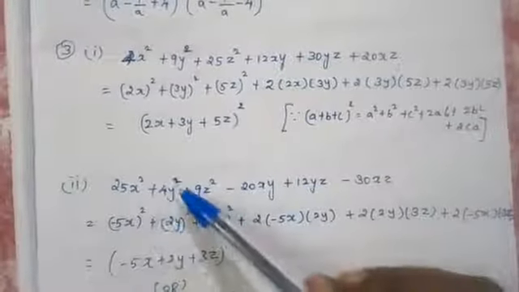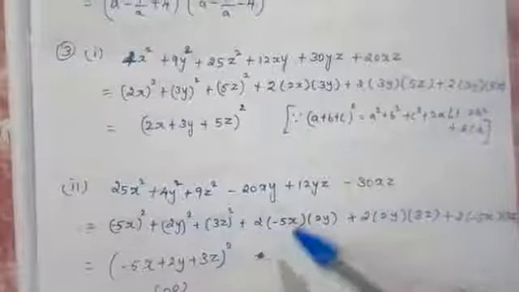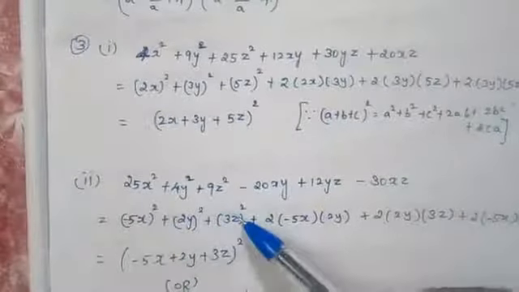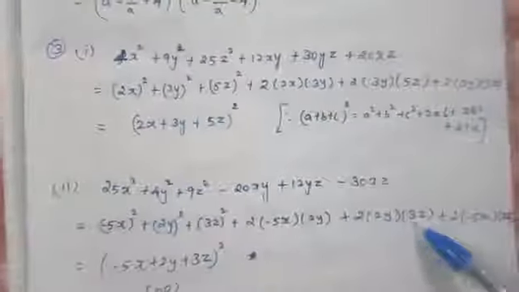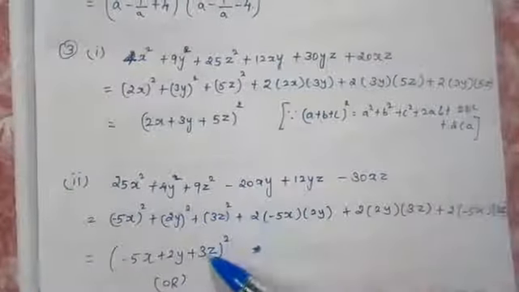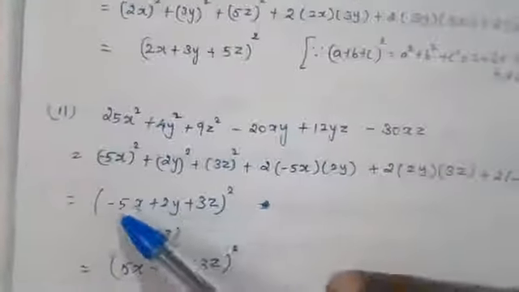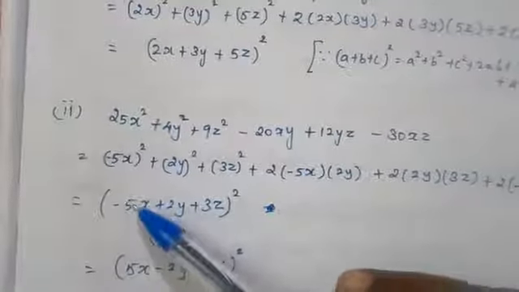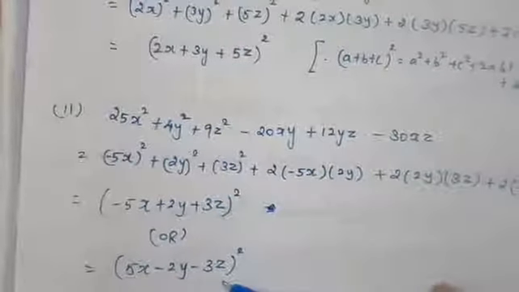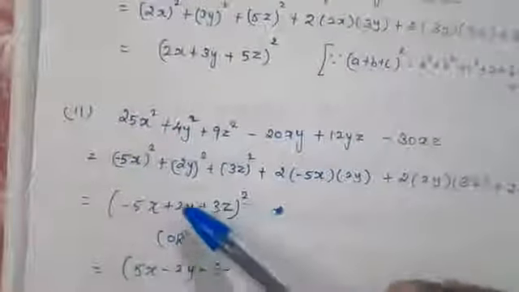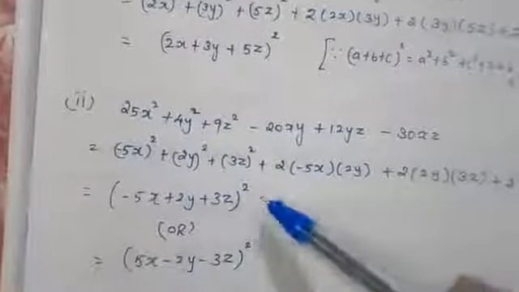So minus 5x whole square plus 2y whole square plus 3z whole square plus 2 into, it is x, y, z, otherwise a b c, a b, then b c, then c a. So that is equal to minus 5x plus 2y plus 3z whole square. Or in the first term you have minus, you can take the minus outside, that means just change the sign: it becomes plus, minus, z. So for the answer, either this or this, both are correct.